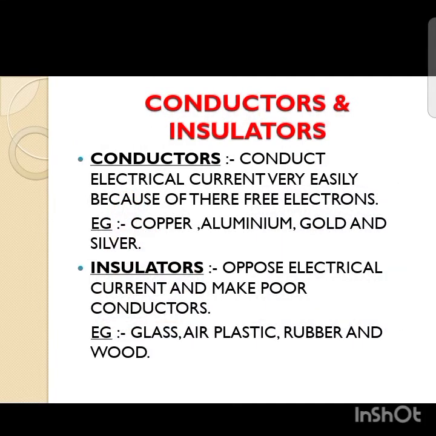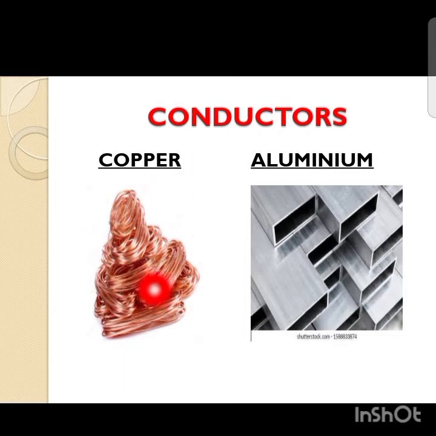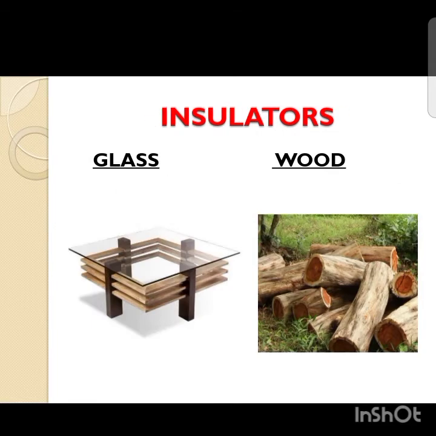Now the conductors and insulators. Conductors conduct electrical current very easily because of their free electrons. Insulators oppose electrical current and make poor conductors. Examples of conductors are copper, aluminium, iron, etc. Examples of insulators are glass, wood, rubber, etc.